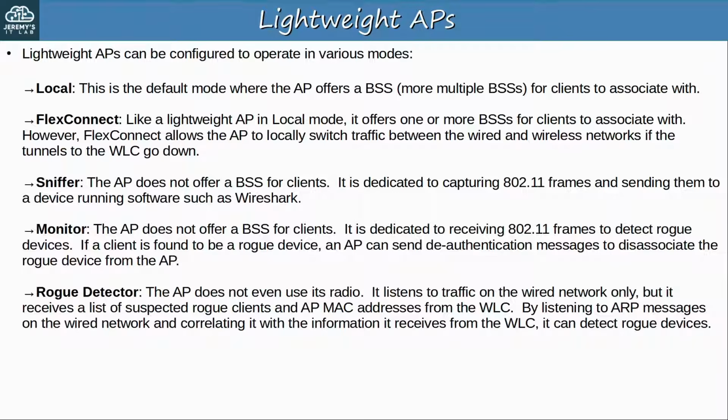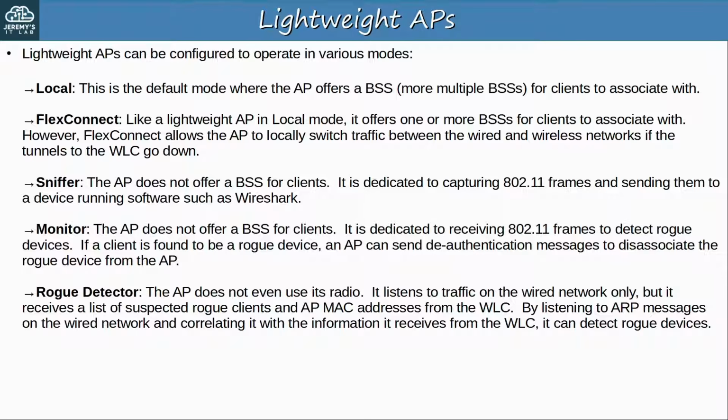In this mode, the AP does not even use its radio. Instead, it listens to traffic on the wired network only, but it receives a list of suspected rogue clients and AP MAC addresses from the WLC. By listening to ARP messages on the wired network and correlating it with the information it receives from the WLC, it can detect rogue devices.